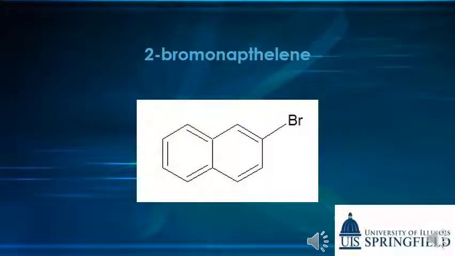And so our structure is indeed 2-bromonaphthalene, and that's how you use mass spectroscopy, infrared spectroscopy, proton NMR, and carbon-13 NMR to analyze the structure of an unknown substance.